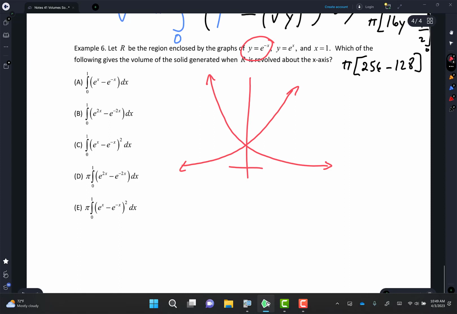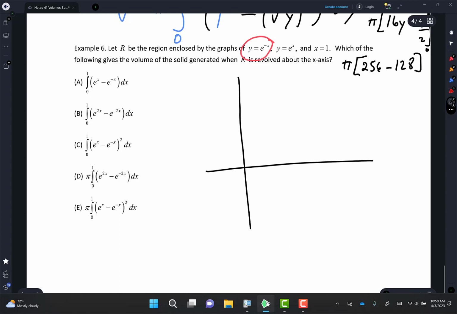And then x equals 1 is going to look like this. So notice it's like this fin. It looks like a fin to me, like a shark fin. It's that fin that is the region that they want. So I'm going to fix this. I'm going to make it just with the fin. So here I am just erasing everything. I'm just going to put the fin in here.